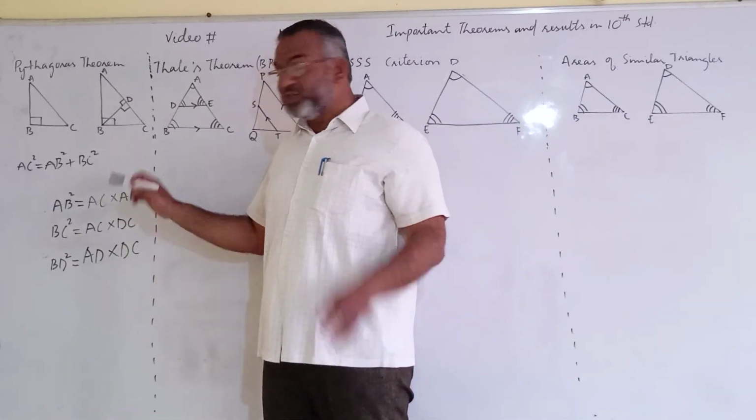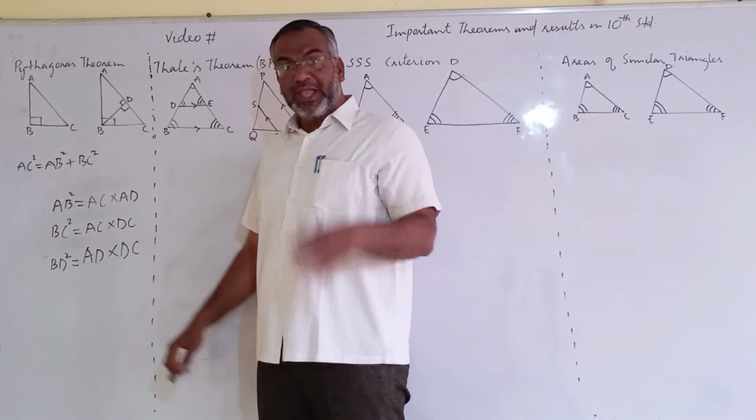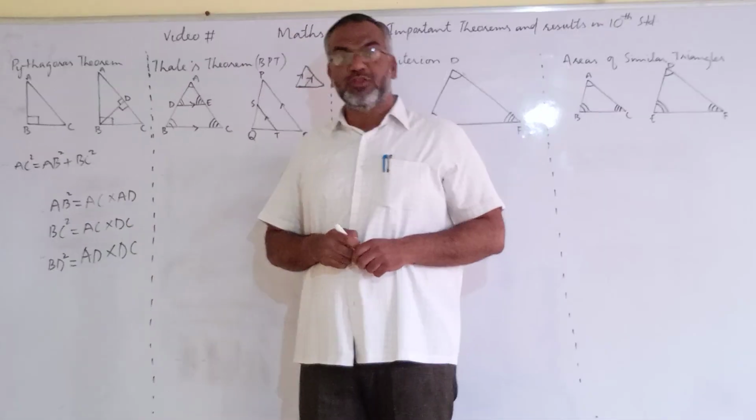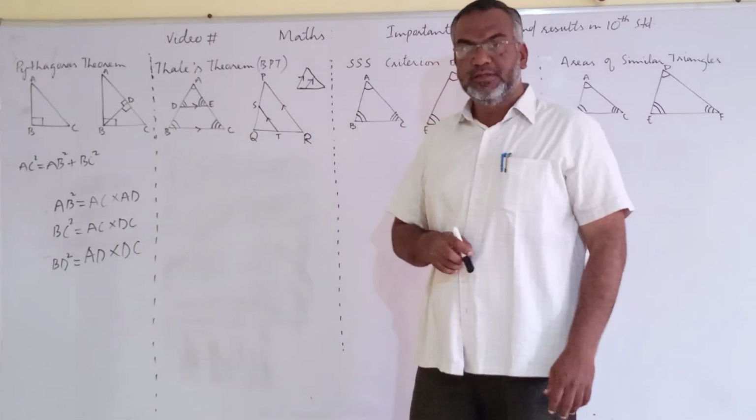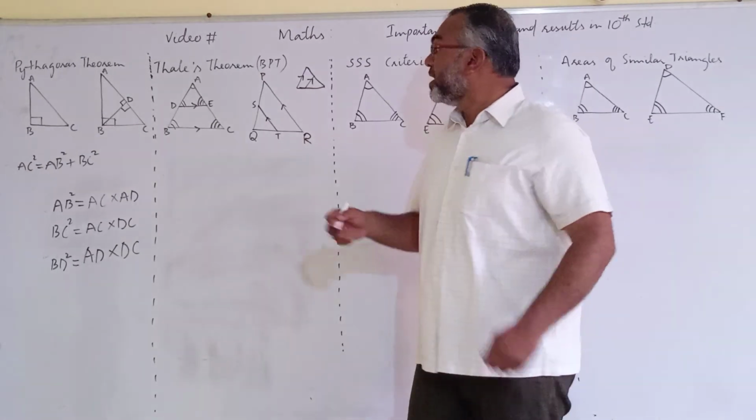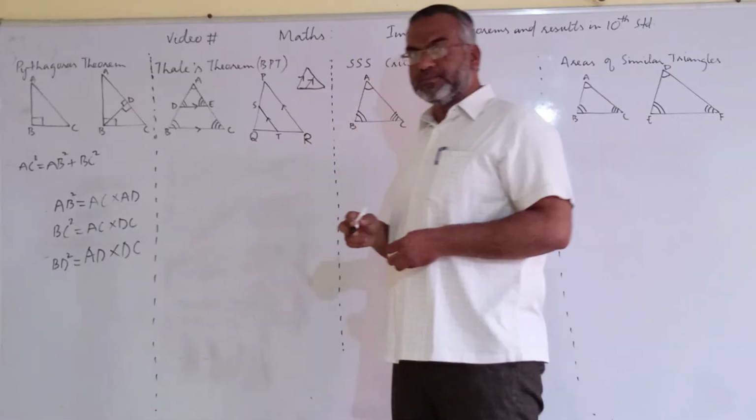So, first you have to decide which result is useful, and then you have to put the values of 2 lengths and get the third length. This is how you have to do it in the exam. Now, let's go to the next one.